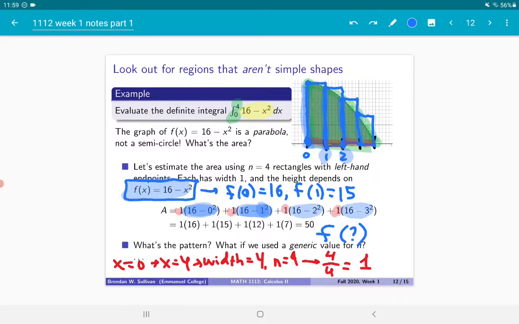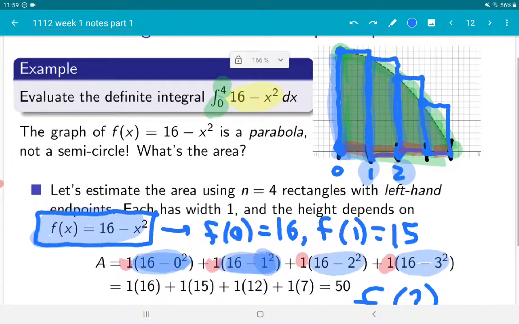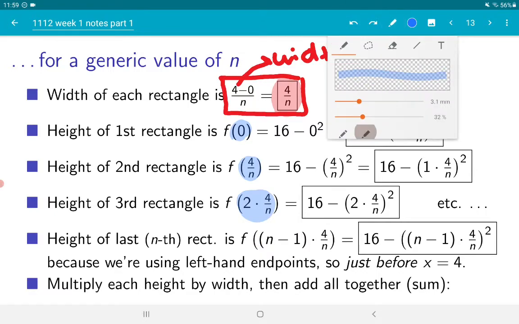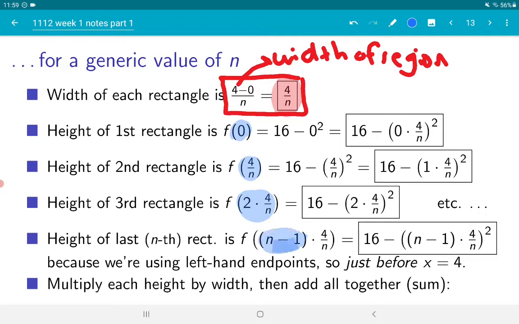And when am I going to stop? Well, I want to have n rectangles total. So back here I ended up stopping at x equals 3, because that was 3 jumps, 1, 2, 3. And 3 was 1 less than n. My n was 4 over there, so that's why I have an n minus 1 here for the ending point. I'm going to make that many jumps over to the right.